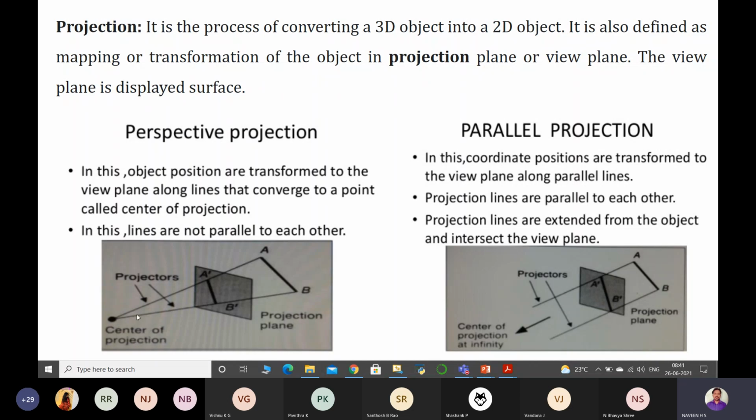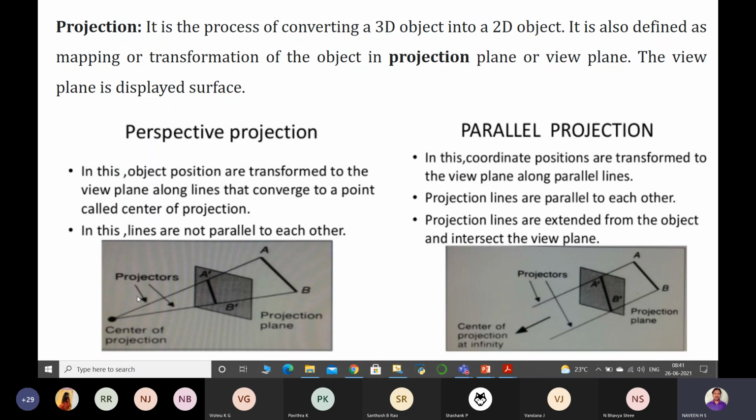So in the case of perspective projection, the lines are not parallel because these two lines will meet at some particular distance or some particular point. It may be here or somewhere else, maybe 1 meter, 2 meter or 2 feet, 3 feet, depends. But at some finite distance, these two lines are going to meet. So that is a perspective projection. These are called projectors.